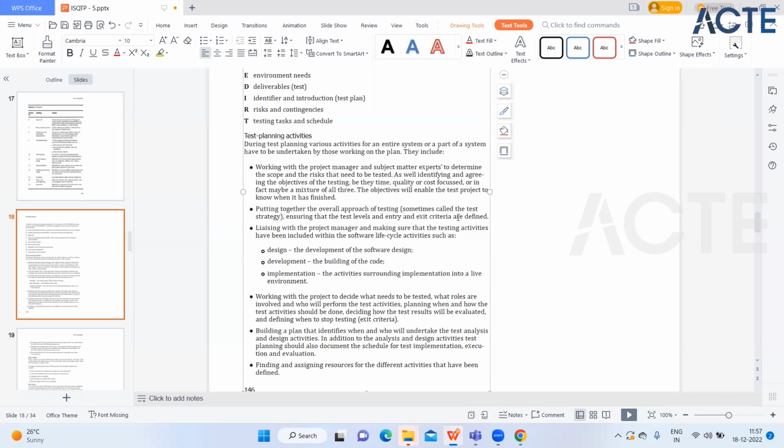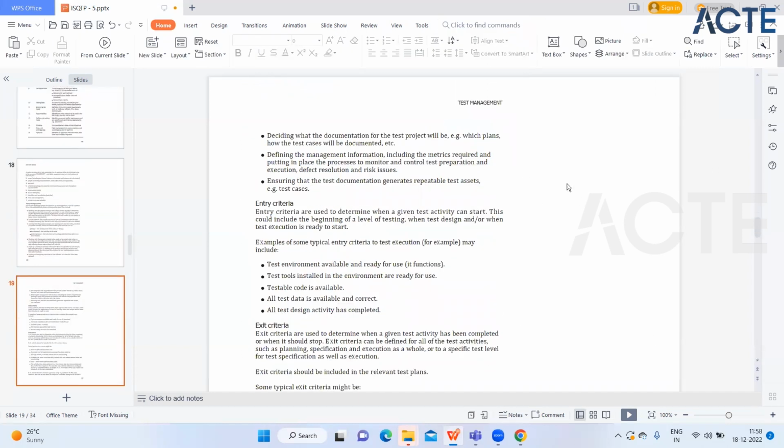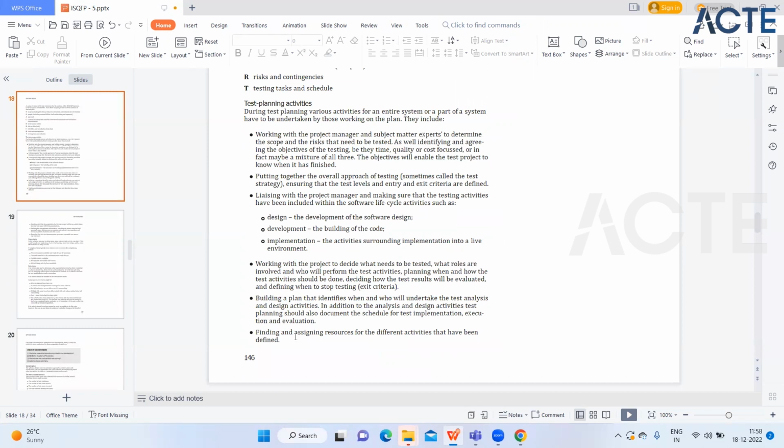We should be defining the entry and exit criteria, liaising with the project manager and making sure that the testing activities have been included within the software life cycle activities such as design, development, implementation. Everything we have to define here. Now, this is very important: finding and assigning resources for the different activities that have been defined. We have to also define these resources as well. Building a plan in a proper way.